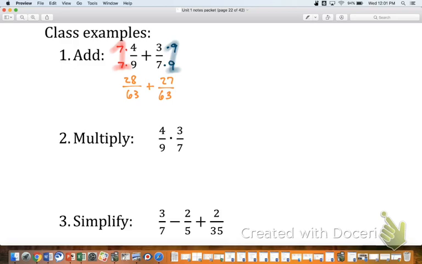Do you remember? What happens with the denominators? It doesn't change. Stays the same. That's right. So the denominator is going to remain 63. What do we do with the numerators? We actually add them up. Yep. So 28 plus 27, 55. And I don't think that reduces, so we just leave it as 55/63.